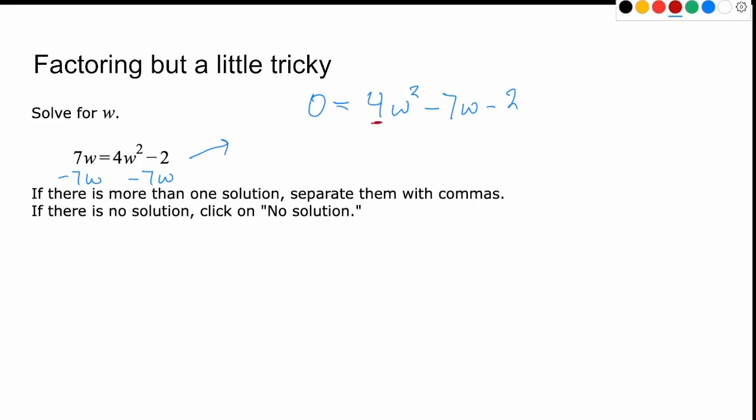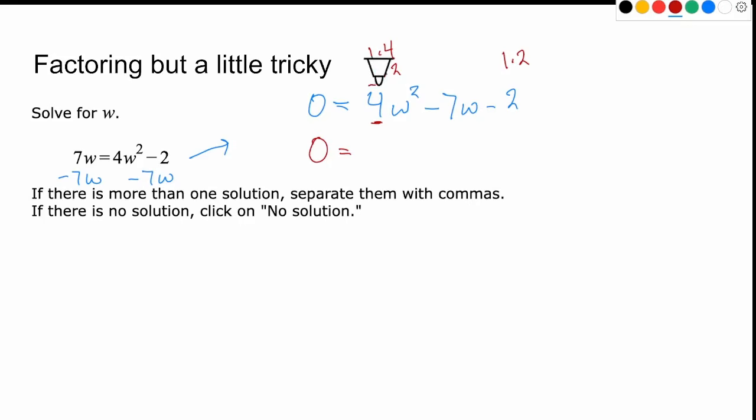Now, 4 can be made with a multiplication, either 1 times 4 or 2 times 2. So it gets a little bit more complicated. And then remember the last part, there's really only one way to multiply to get 2, which is 1 and 2. So let's try this. Let's see if this works. It may or may not. I'm going to take a stab at it, a guess, and let's just see.